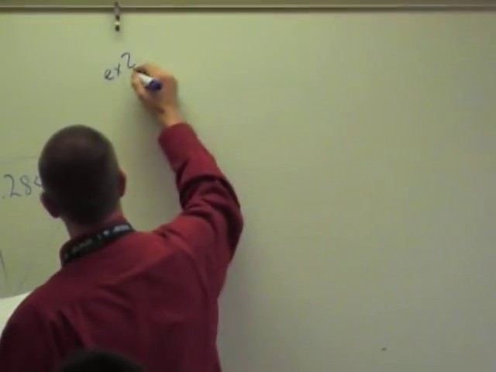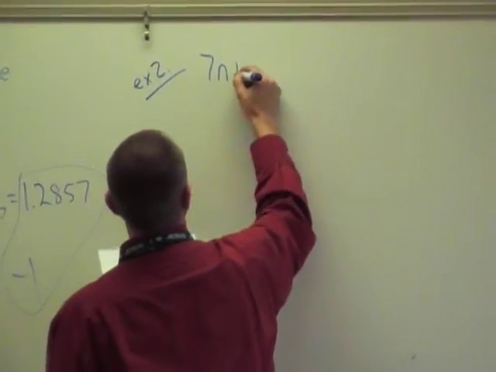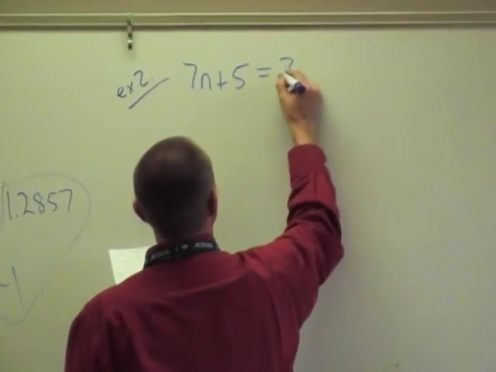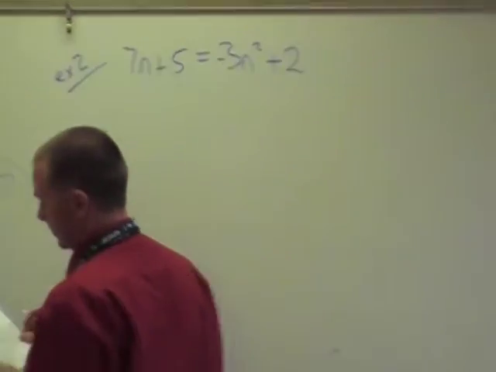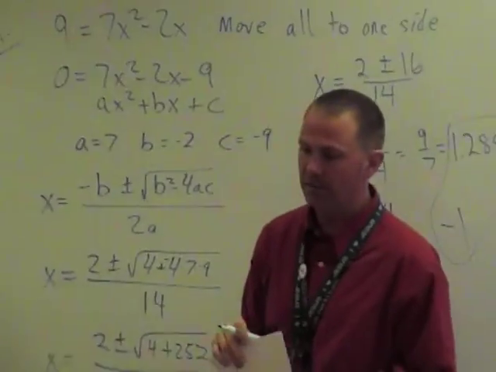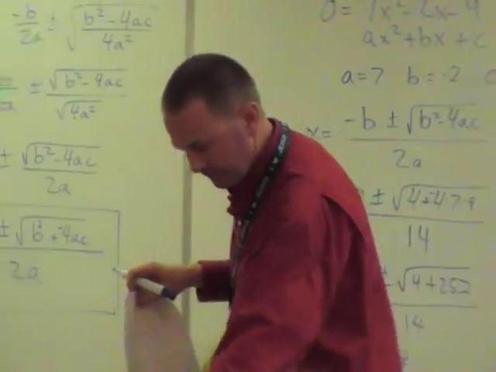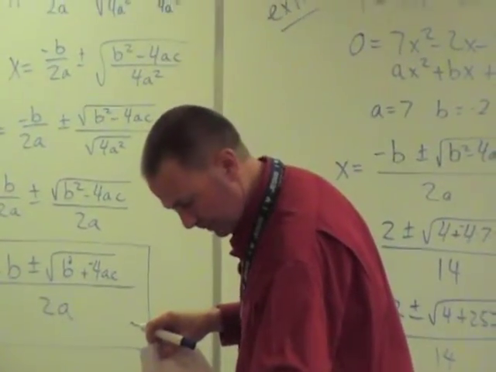Example 2. Let's see if you can do this one on your own. 7n, 3n plus 5 equals negative 3n squared plus 2. Get everything on one side, preferably a to be positive, though it doesn't have to be.